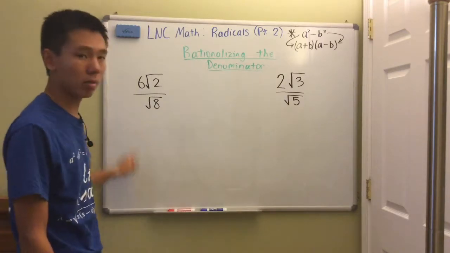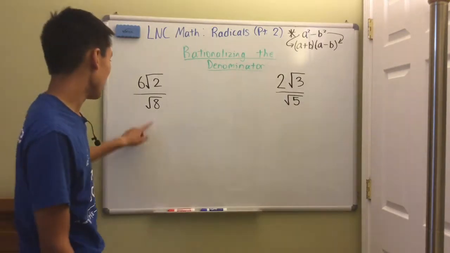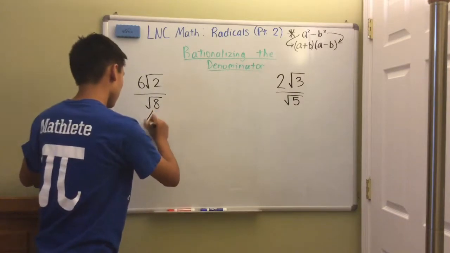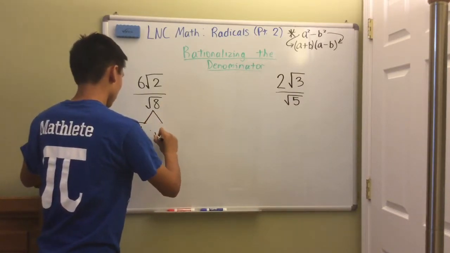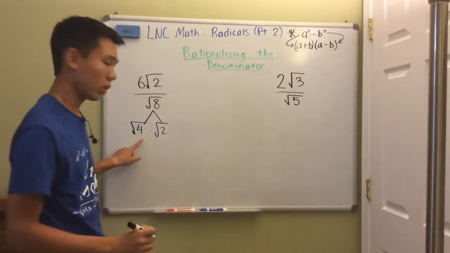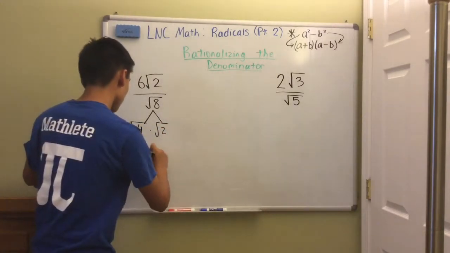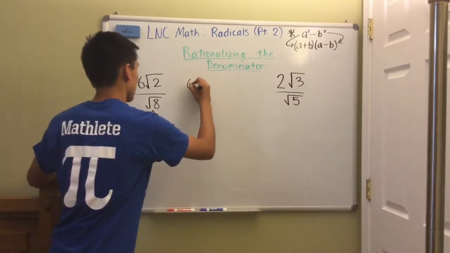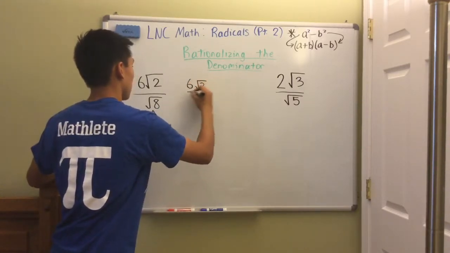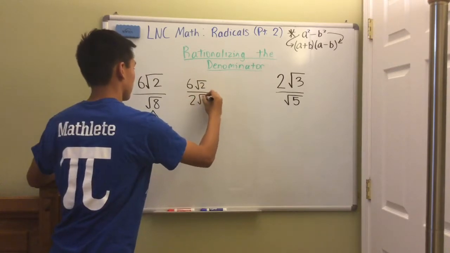For this problem, let's start with simplifying the bottom. Looking at root 8, we can simplify that to root 4 times root 2. Root 4 would simplify to 2, so square root of 8 is 2 root 2. Replacing this with 2 root 2, we'd get 6 root 2 over 2 root 2.